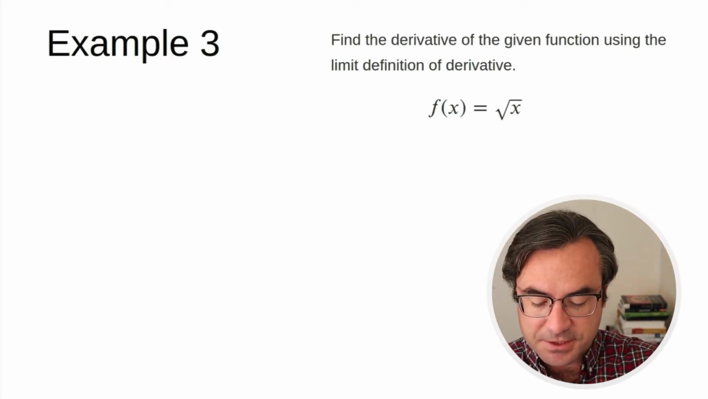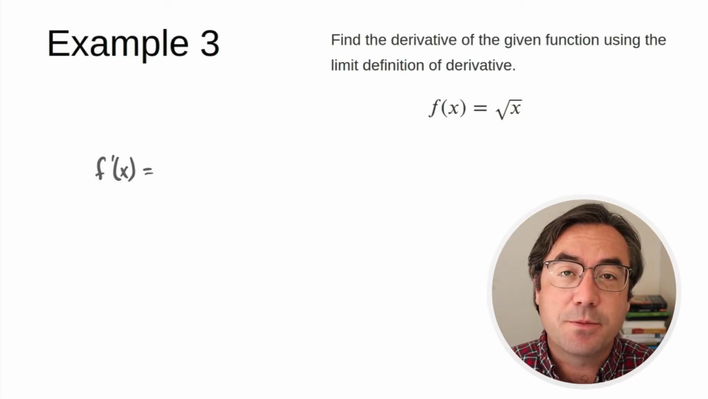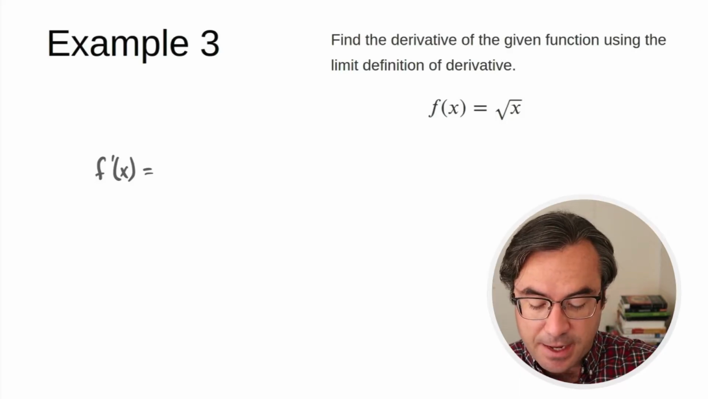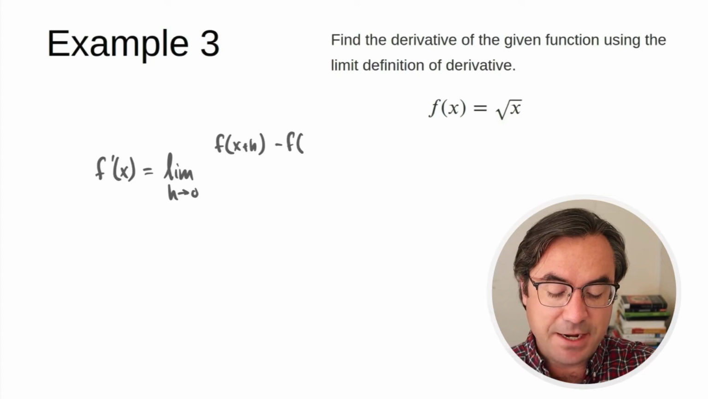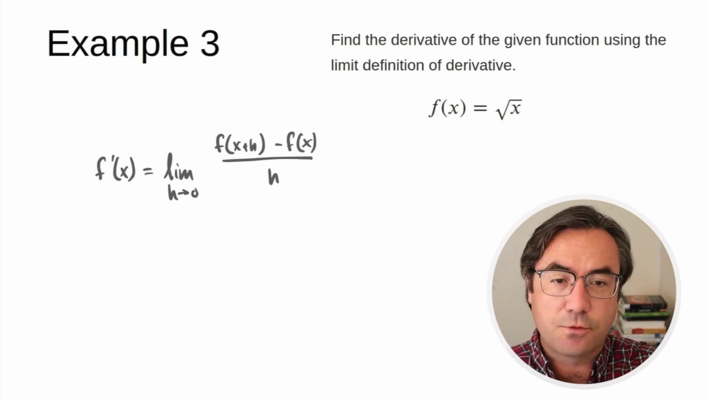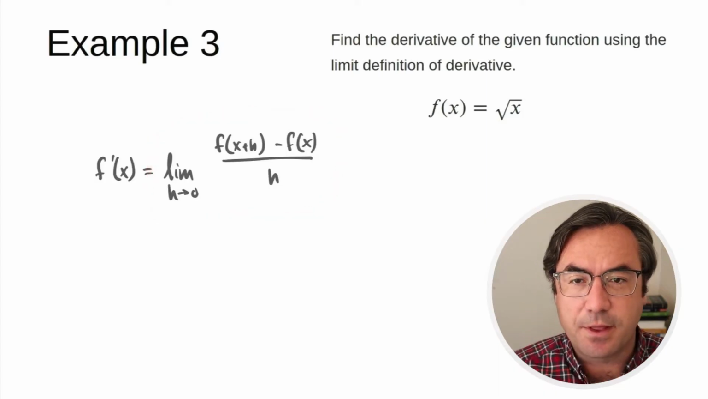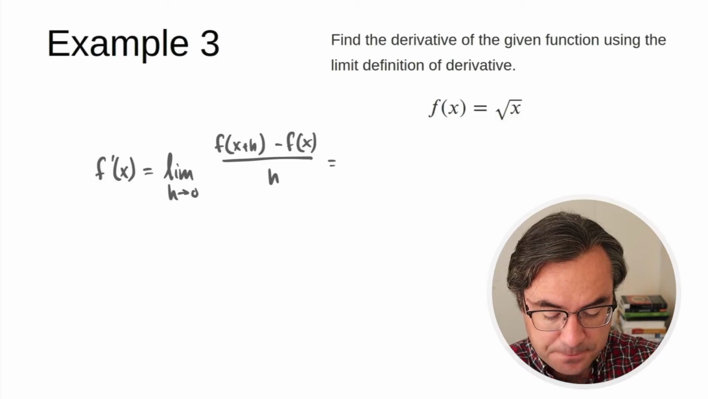So let's start by writing down the formula, the limit definition formula for the derivative. We'll call our derivative f prime of x, and it's the limit as h goes to 0 of that difference quotient, that big fraction, f of x plus h minus f of x, all over h. All right, so it's always good practice to just write down that formula.